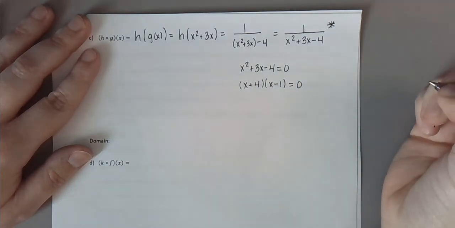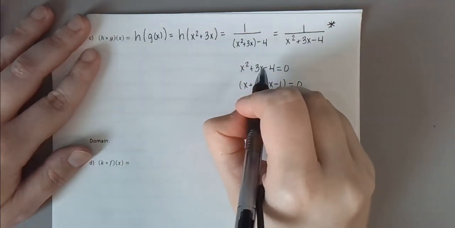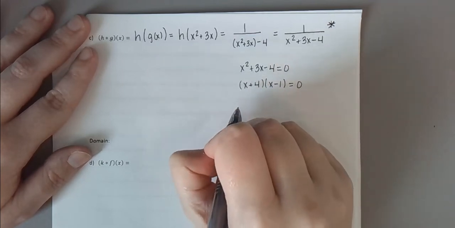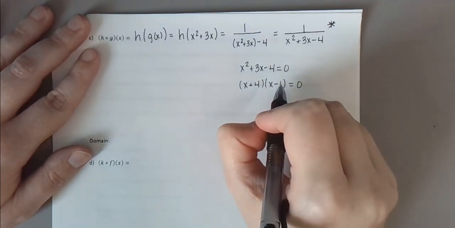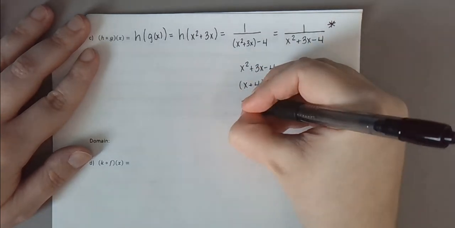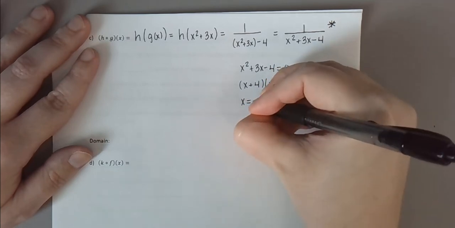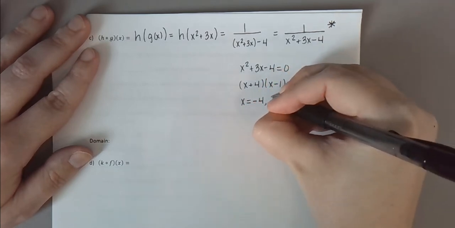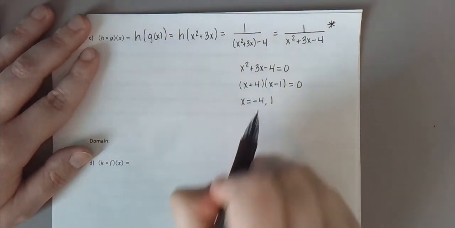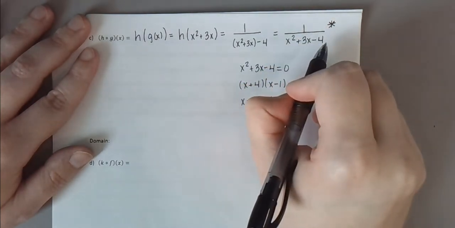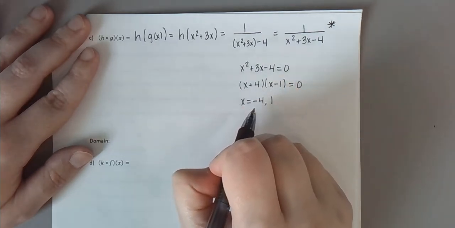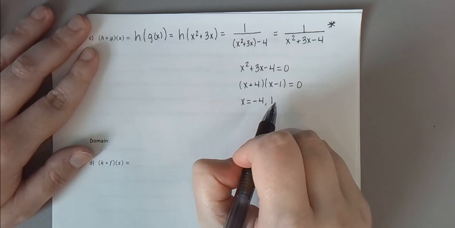If you need to take a minute, pause the video, make sure you can factor this. We're looking for values that multiply to give negative 4 that also add to give positive 3. So that's going to be a positive 4 and a negative 1. So if either of these factors is equal to 0, that means we would get x equals negative 4 and x equals positive 1. So these are going to be the two excluded values, the two values that would make our denominator 0. These will be the exclusions from our domain. So our domain is all real numbers except these two values.